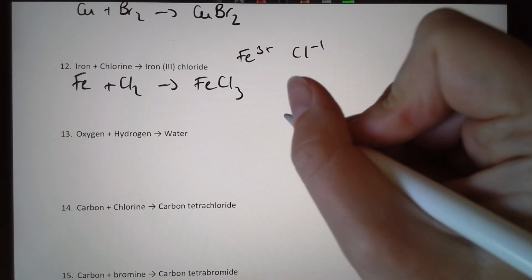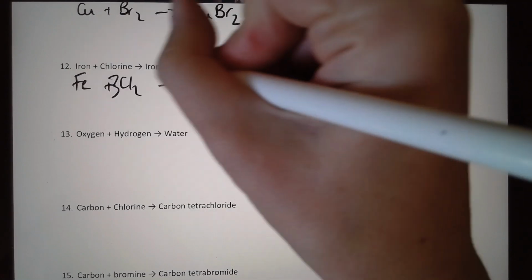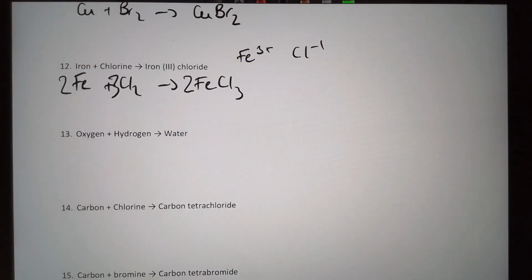Again, 2 chlorines on the left, 3 on the right. I'm going to make it 6 on each side. So I balance it like this.